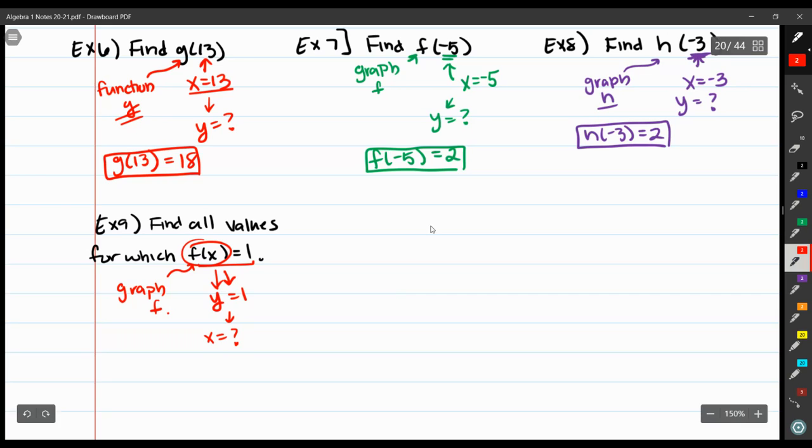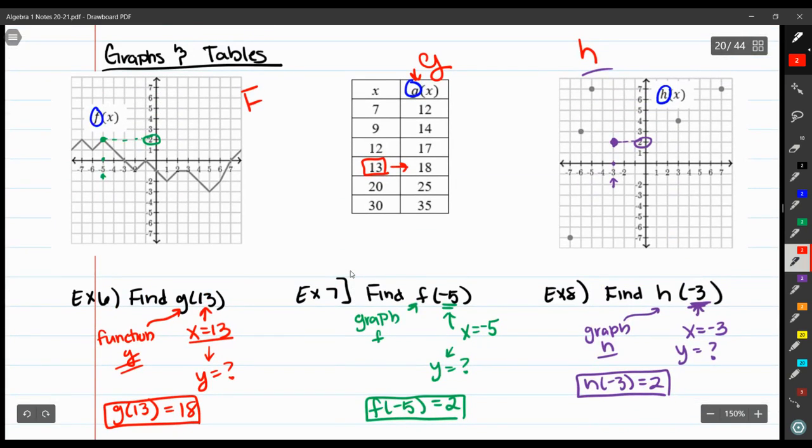So let's go up to my graph that has the f. So here's the graph that has f. So they gave me the y value this time, so a y value of 1. And I'm going to move across to my graph. So here's where they gave me. So I hit my graph here, here, and here. There's multiple points that have a y value of 1, and that's okay.